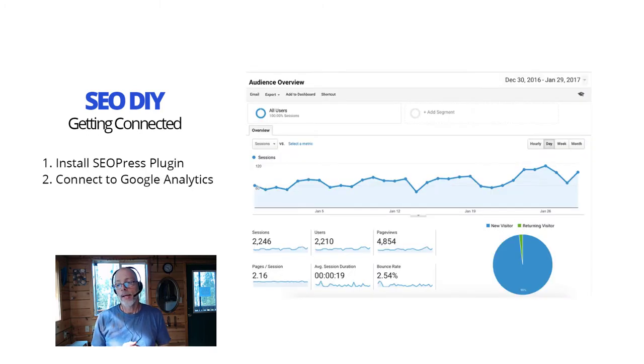The next lesson is installing Google Analytics, getting an account and connecting it to your website. This is going to give you a treasure trove of data about who visits your website, how long they visit, what pages they visit. It's invaluable. So we're going to make sure we make that connection as well.